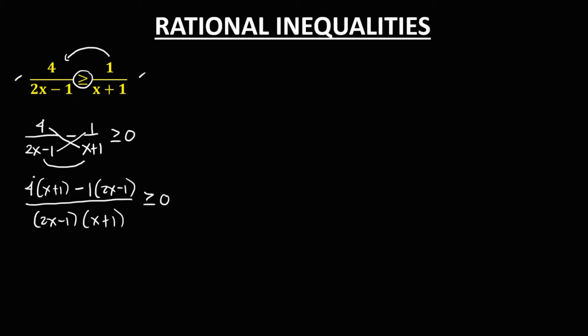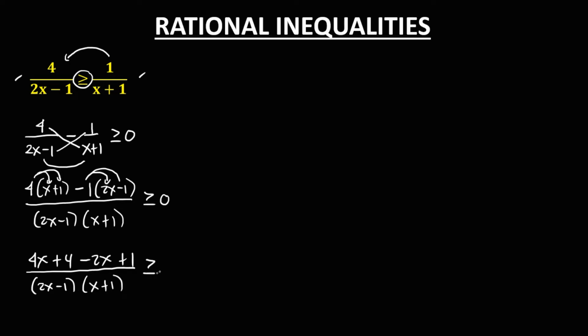Then simplify. This 4 times x, that's 4x, and 4 times 1, that's positive 4. Then negative 1 times 2x, that's negative 2x. And negative 1 times negative 1, that's positive 1, then over. For this denominator, just copy. So we have 2x minus 1 times x plus 1, then greater than or equal to 0.